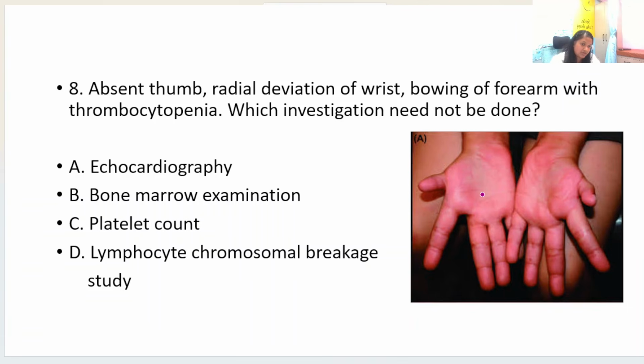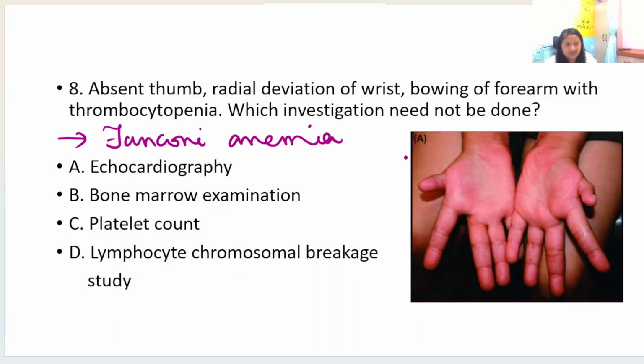First of all, what are you looking at here? What are we suspecting here? We are suspecting Fanconi anemia here, right? We are suspecting this particular clinical entity in this scenario of what is described here. Which investigations need not be done?